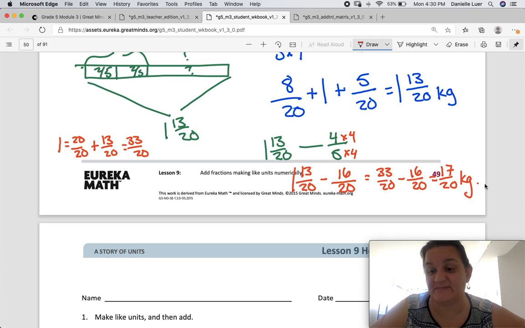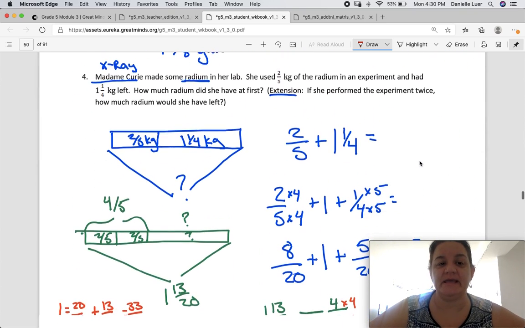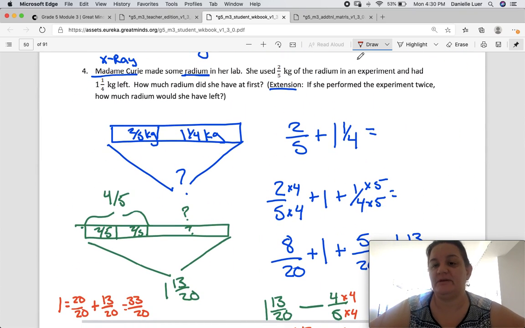If she performed the experiment twice. Does she have enough to perform the experiment twice? Absolutely. She sure does. She could actually perform it a couple more times, I think. Cool. Okay. That was Madame Curie. Her name was Marie Curie.